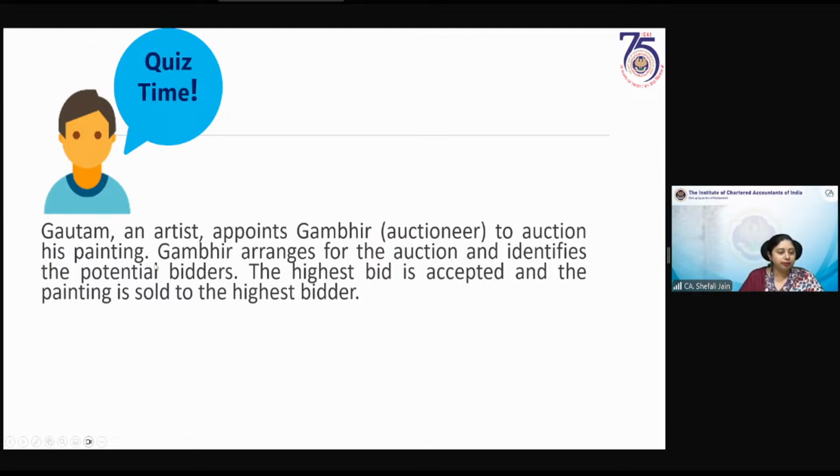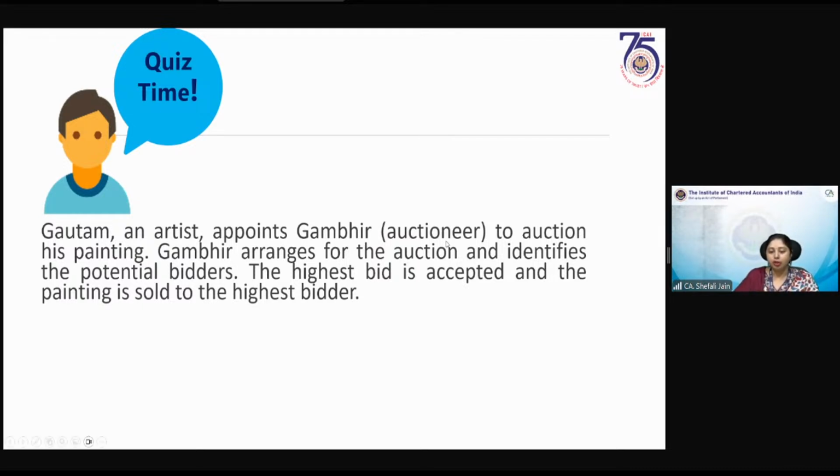Now, the next question is Gautam, an artist, appoints Gambhir. He's an auctioneer. Now, just to make things a bit easy for you, because I don't expect that you will be remembering, auctioneer is also included in the definition of agent. So when we have the definition of agent, it specifically says that if we are supplying goods on behalf of another person, then it includes auctioneer also. It is specifically included.